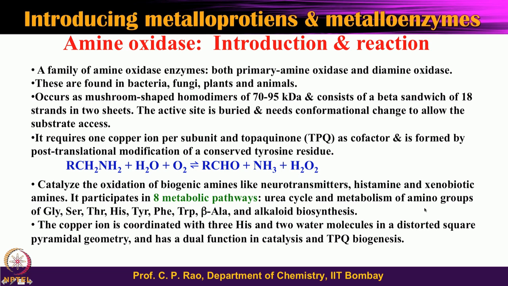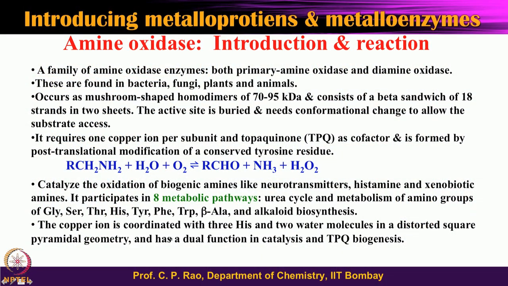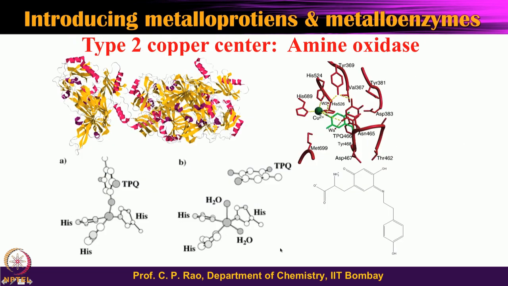It is also involved in a variety of metabolic pathways of amine moieties in glycine, serine, threonine, histidine, tyrosine, phenylalanine, tryptophan, beta-alanine, and also involved in alkaloid biosynthesis. So, the type 2 amine oxidase is a common one across a variety of things that you can see over here. The copper is coordinated to 3 histidines and 2 water molecules in a distorted trigonal bipyramidal geometry, and has a dual function in making the topaquinone.